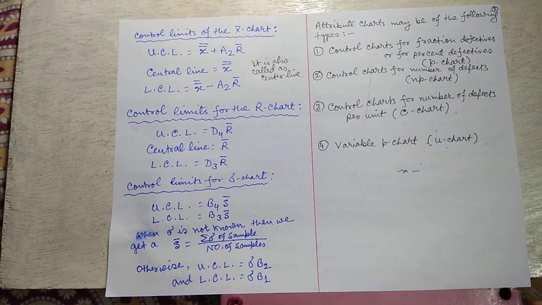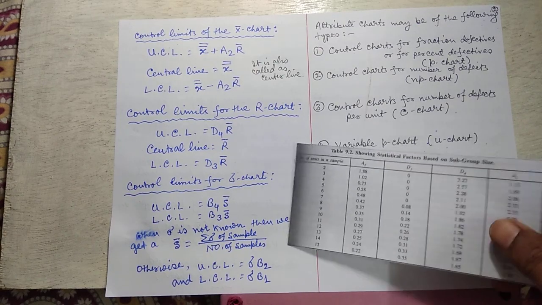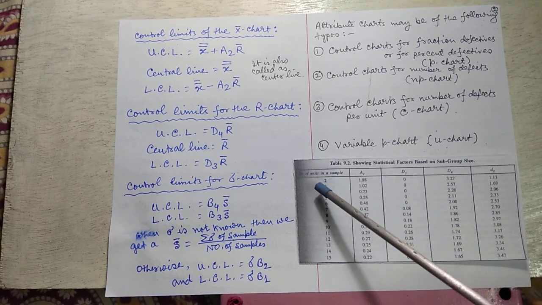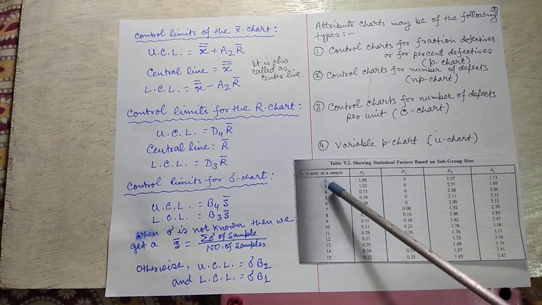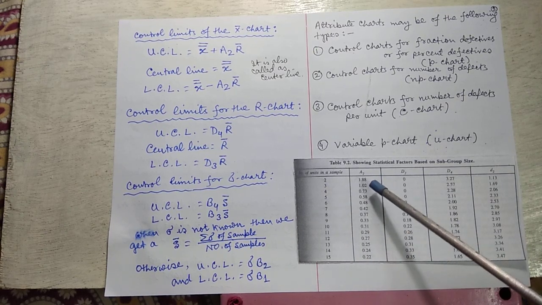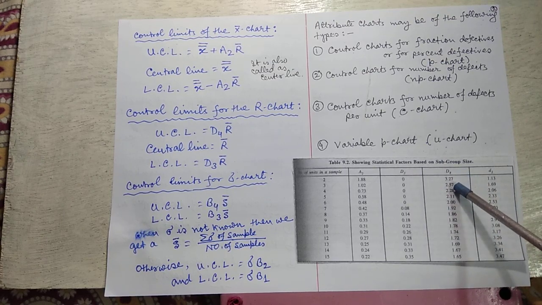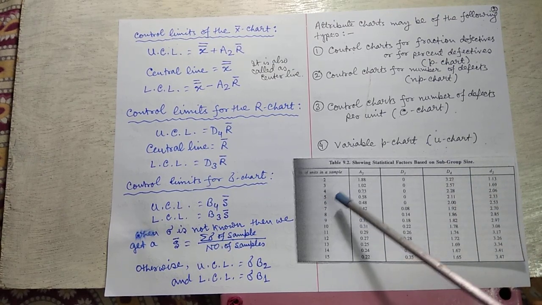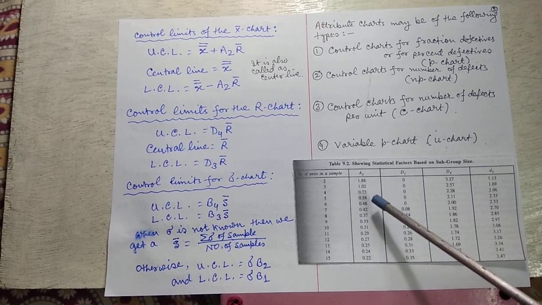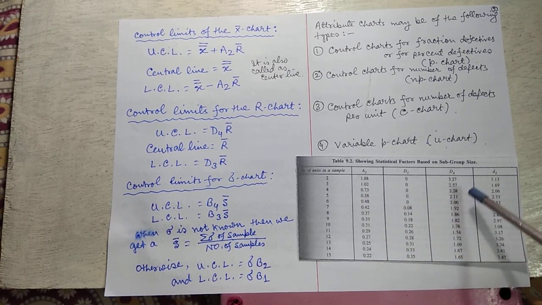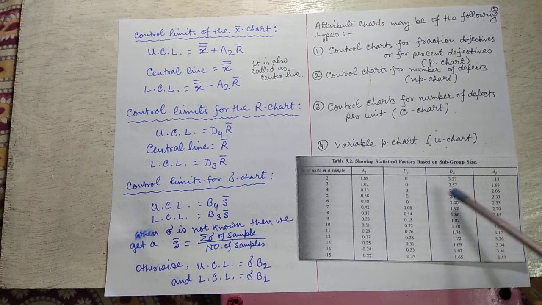Now this is the table. You can also go through this table. Here, number of units in a sample. If the number of units in sample is 2, then the value of A2 is 1.88, D3 equals 0, D4 equals 3.27. If the number of sample is 5, then A2 will be 0.58, that is 0.577 actually, D3 equals 0, and D4 equals 2.11.